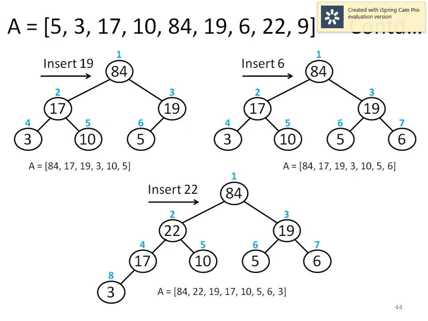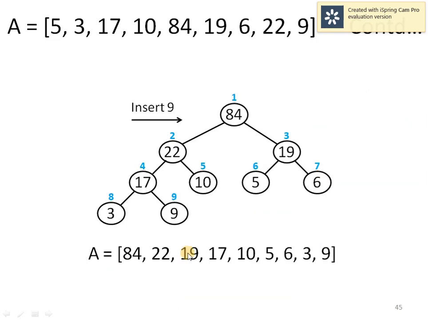Then 22 will be inserted as left of 3. So 22 and 3 swap will take place. 3 will reach this position. 22 and 17 will be compared. Again an exchange will take place and you will get this structure. Next we have to insert 9. 9 will be inserted as right of 17 and that's it. No exchange will take place because 9 is less than 17.